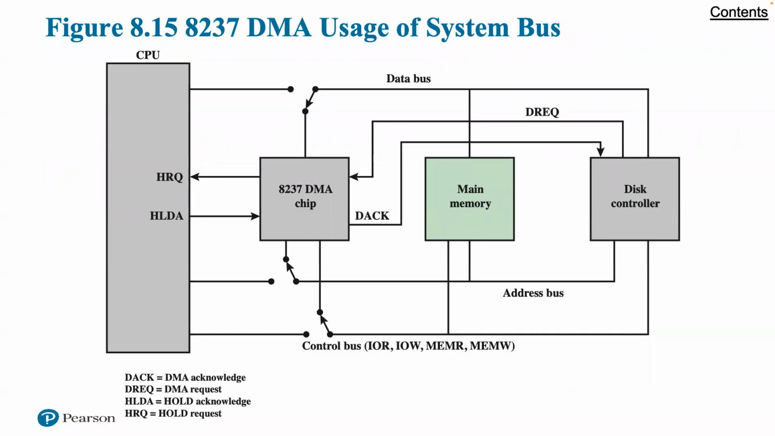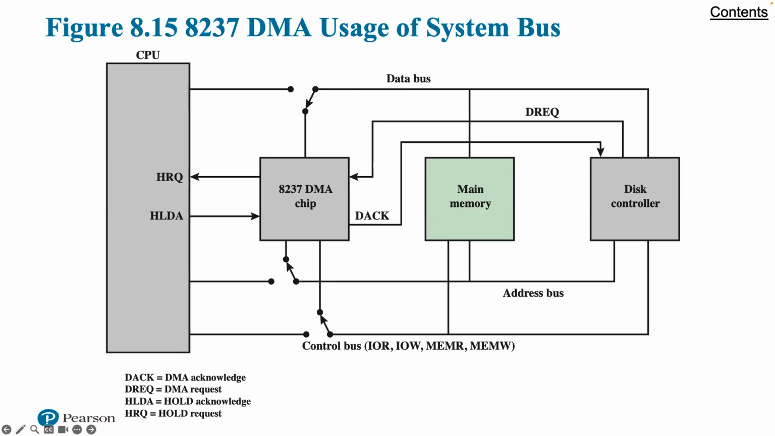Next, let's look at the 8237 DMA usage of the system bus. The Intel 8237A DMA controller interfaces to the 80x86 family of processors, so 286, 386, 486, etc., to provide a DMA capability. Figure 8.15 indicates the location of the DMA module.